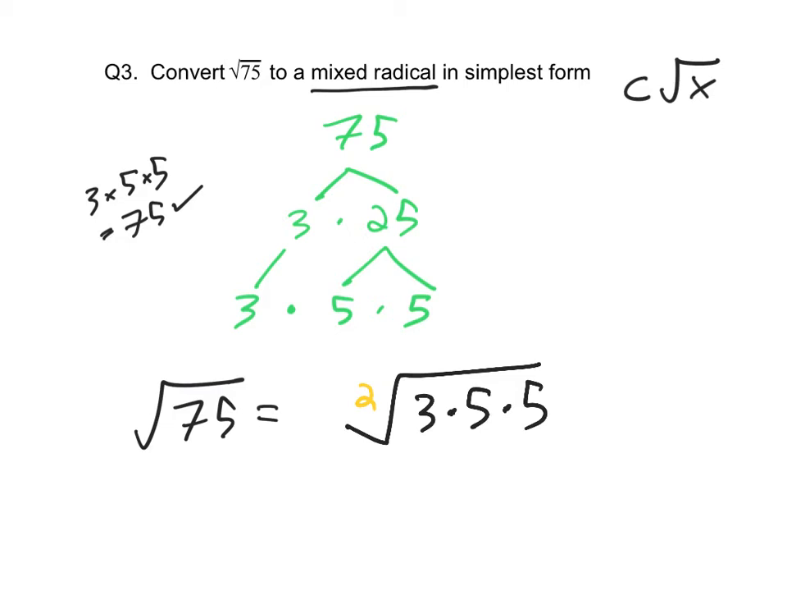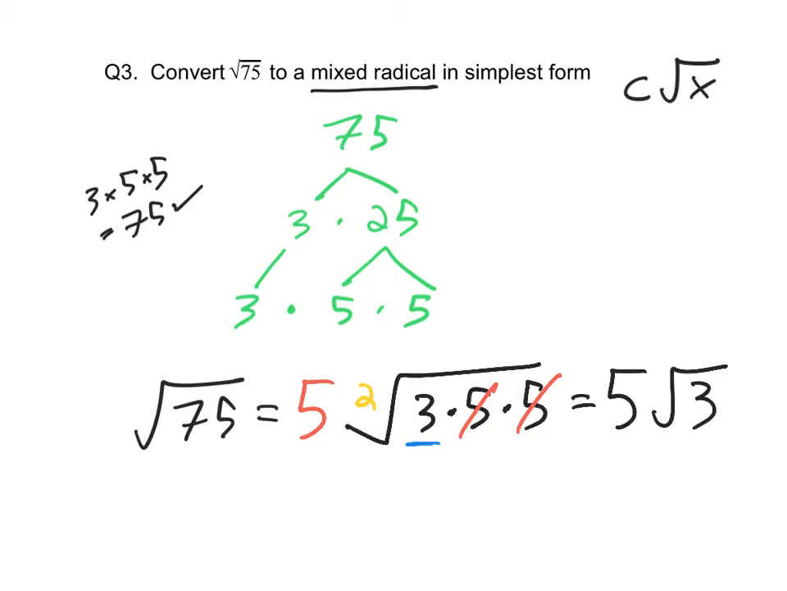So what we're looking for are pairs of the same prime number under this radical symbol. We have a pair of 5s, so we're going to cross those out and write a 5 in front of our radical symbol. We have a 3 that's left over that is unpaired, so we're going to leave it under the radical symbol. So what is our answer? It would be 5 times the root of 3. So that would be the mixed radical in simplest form.